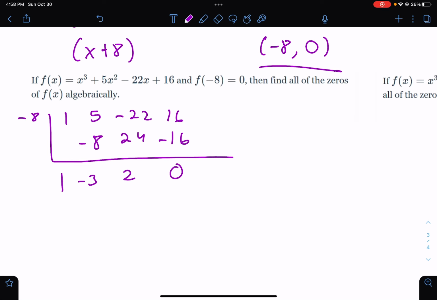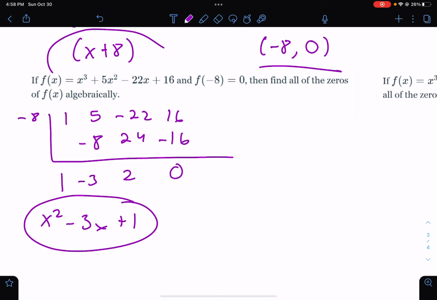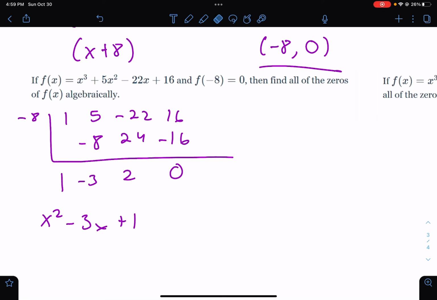So the answer here is x squared minus 3x plus 2. What that means is that this times this would give us our starting polynomial. Now, to continue to find the rest of the zeros, we need to take our remaining quadratic and set it equal to 0 and solve. Ooh, this should be a 2, not a 1.